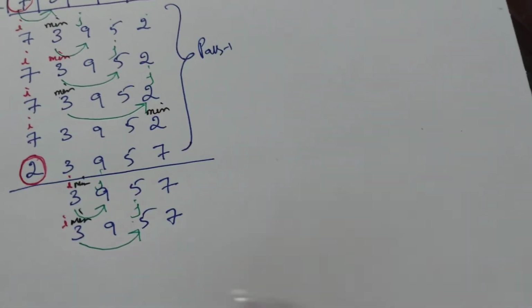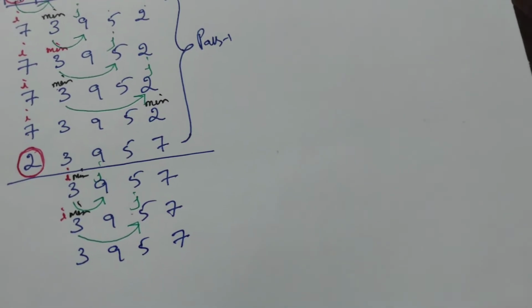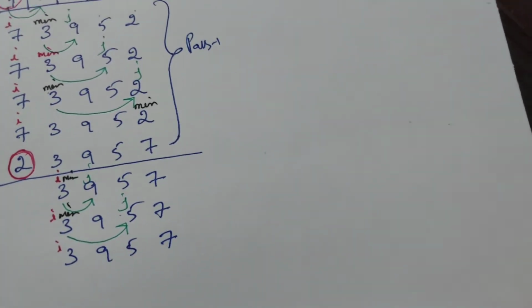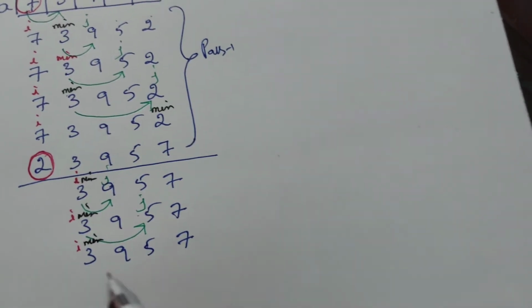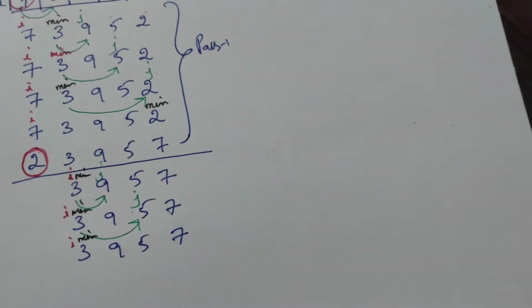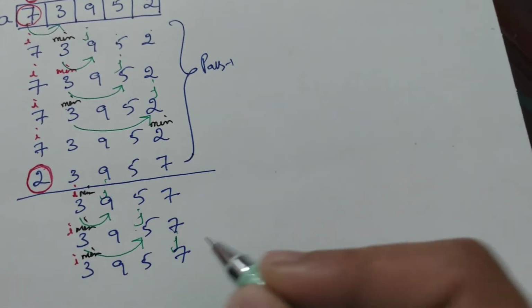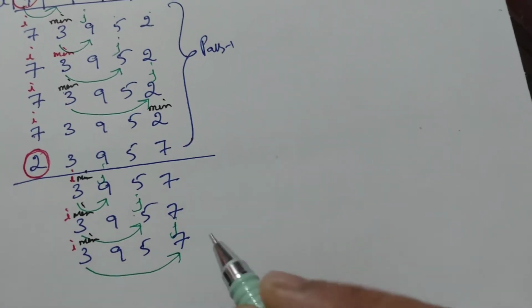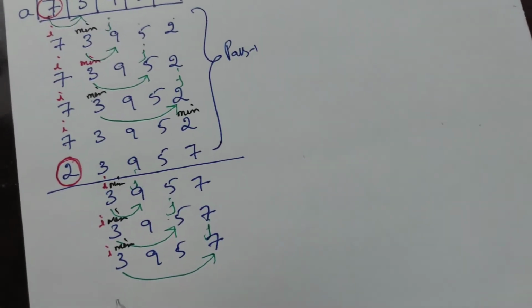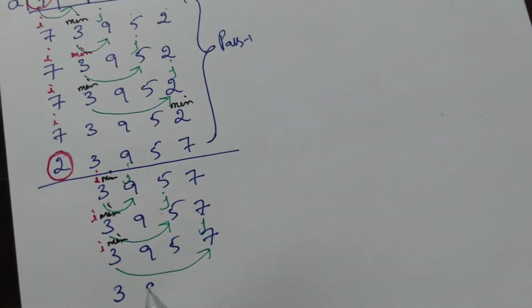So now again 3, 9, 5, 7. My min position is still here only. Next I increment J to the last position, that is 4. Now I am comparing this 3 with 7. Again the minimum is 3 only, so I am not going to change anything. I am keeping all the elements as they are in this example.